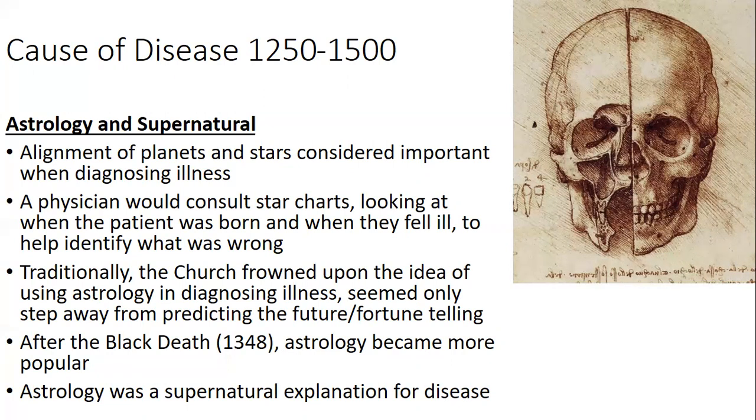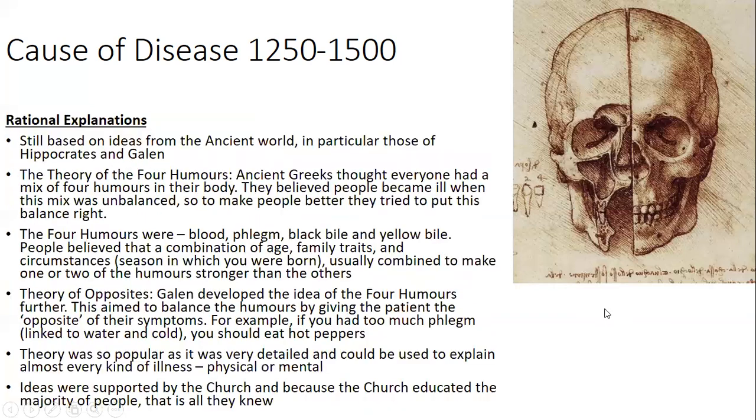Now, obviously, this isn't something that the church liked, because the church frowned upon it. It's too close to predicting the future. It's too supernatural for the church to be able to control. However, astrology was a supernatural explanation for disease because of the concept of looking at the month you were born, and the impact the planets and stars would have on illness. But the church frowned upon this idea.